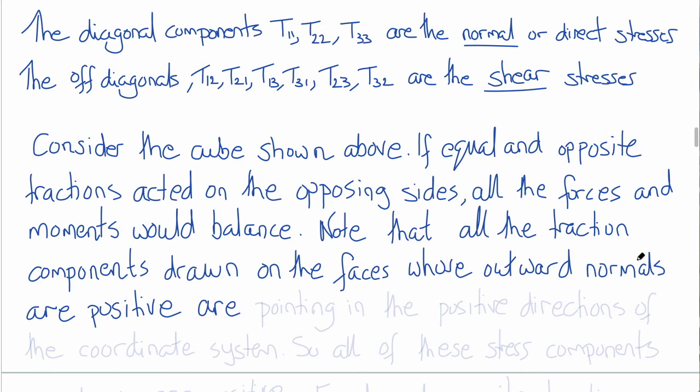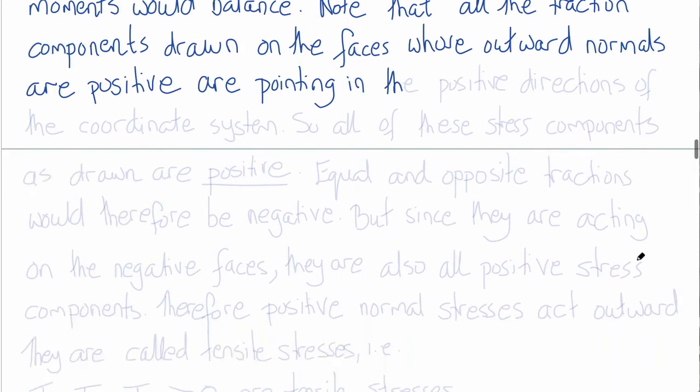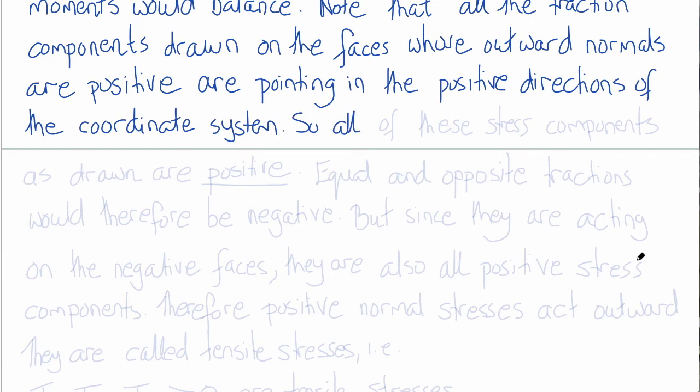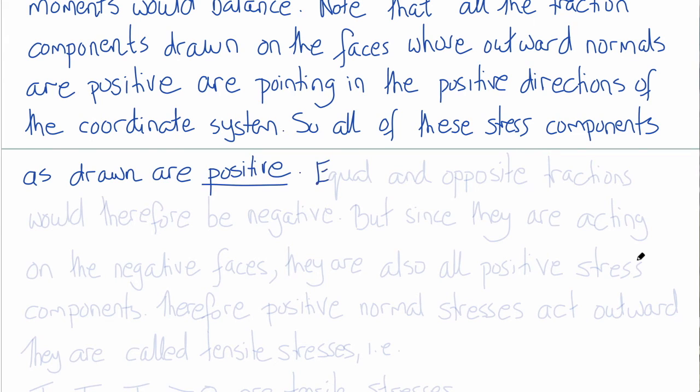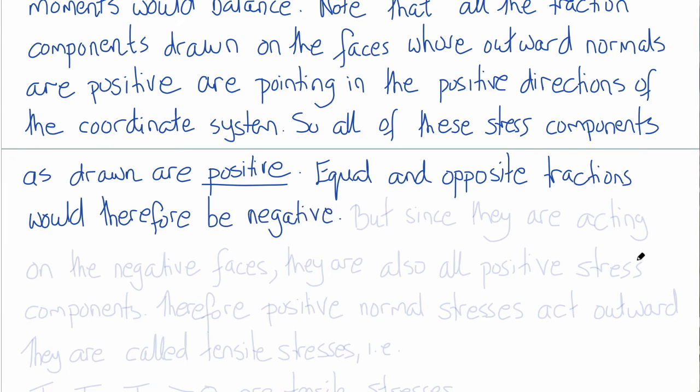So what that means is, regardless of whether you take the positive side or the negative side of the cube, if the normal stresses are directed outwards, then they're positive. If they're negative, then they'll be directed inwards. The same goes for the shearing tractions. The positive shearing tractions are the ones that are going to deform the surfaces of the cube in such a way as to make the coordinate angles more acute, and the negative tractions would tend to act in the opposite directions to make the coordinate axes more obtuse.